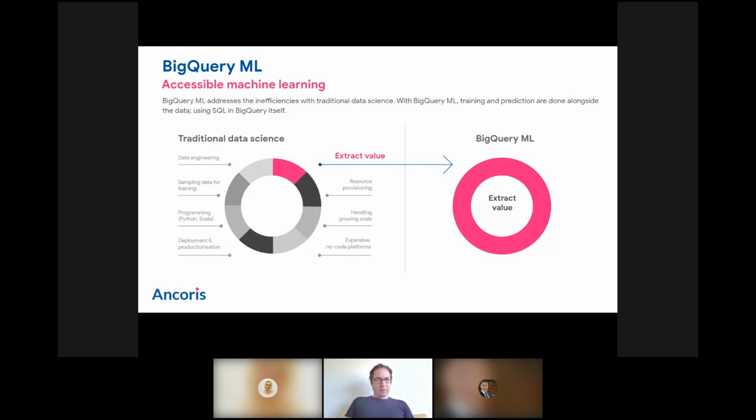There's a product now called BigQuery ML. Traditionally with data science, there were all these activities going on: data engineering, sampling data, programming in languages like Python, having to deploy and productionize things, resource provisioning, scale. And one of those is extracting value, which is what a CTO or other stakeholder is really interested in. The nice thing with BigQuery ML is it gets rid of all this complexity, and you can build machine learning models using SQL. It's really quick, really easy to use, with phenomenal results. And the nice thing with dbt is that you can then productionize that in a dbt pipeline, so you have an ML pipeline sitting alongside your regular pipeline.